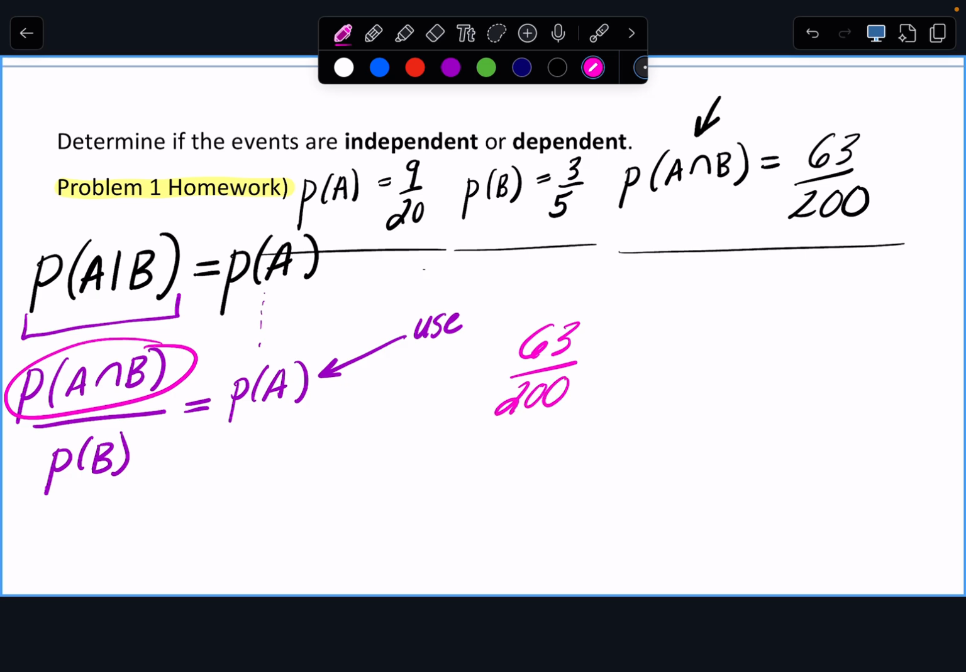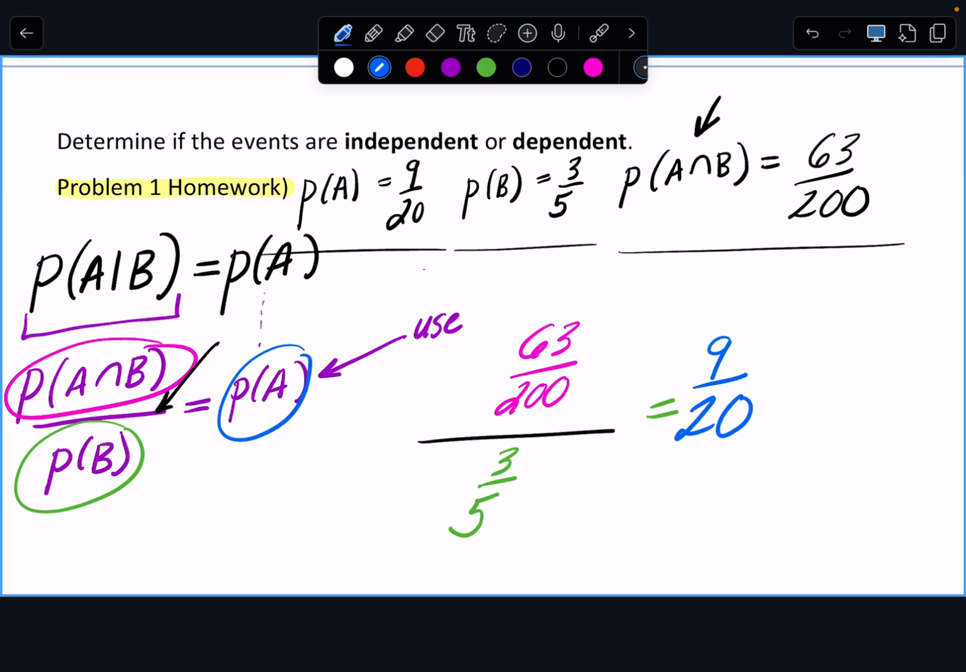63 over 200. Then we have a divide sign. Then we have probability of B is 3/5. And that needs to equal probability of A. Do we have probability of A? 9/20. So we're told, are these or are these not equal? If they are equal, what would we say? Yes, it's independent. What if they're different numbers? Then it's not fitting the statement. So then you would say, no, it had to have been dependent because those aren't equal.